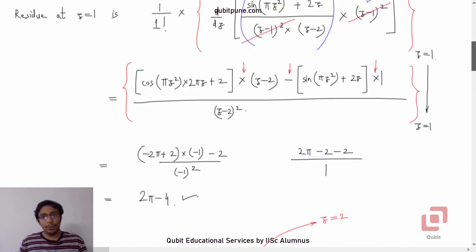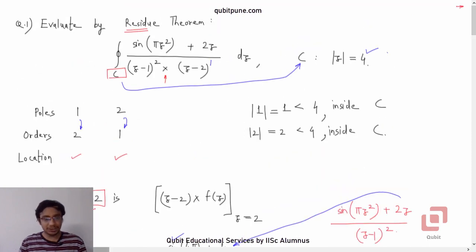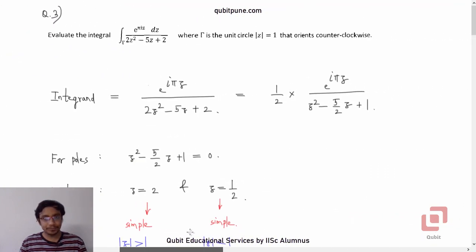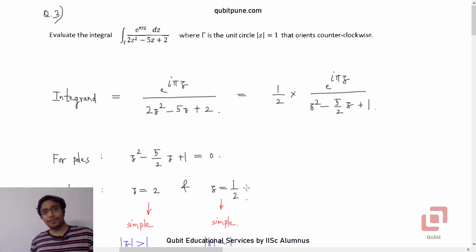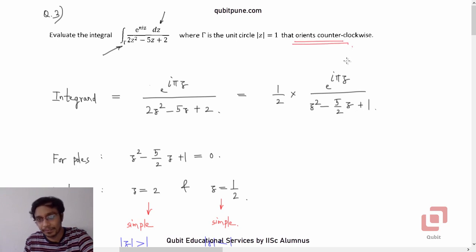Okay, now let us go to one more question. This is from your exams. Question 3. Evaluate the integral of e to the power pi i z upon 2z squared minus 5z plus 2 with respect to z along gamma, where gamma is the unit circle, mod of z equal to 1, oriented counterclockwise.